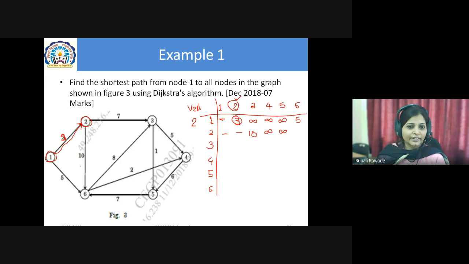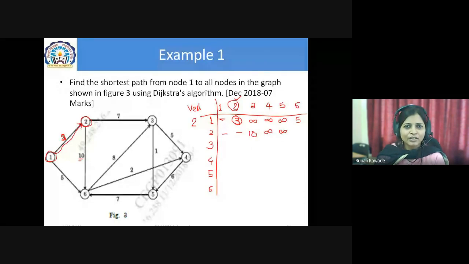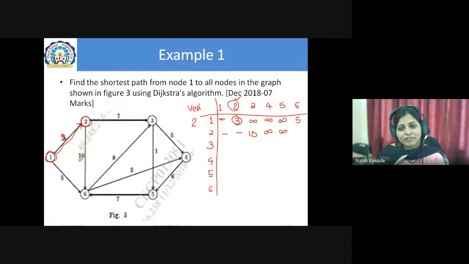6 is already 10 there, right? Here it is a 10. And distance of 2 from 1 is 3. So if you go to 6 via 2, it is 13. But we already know that you can go to 6 directly from 1 and its distance is 5. So is there any need to update it? Its initial value here is 5. So you have to keep it 5 only.